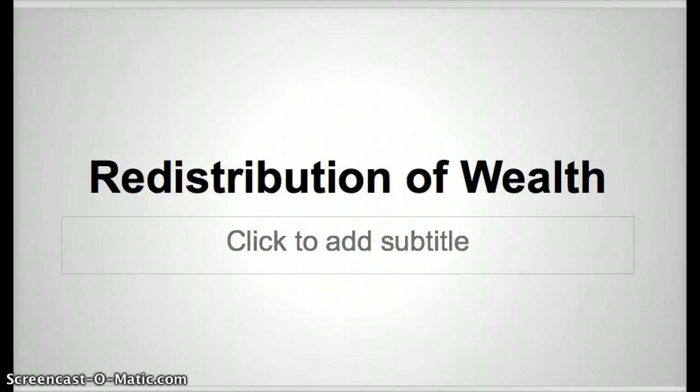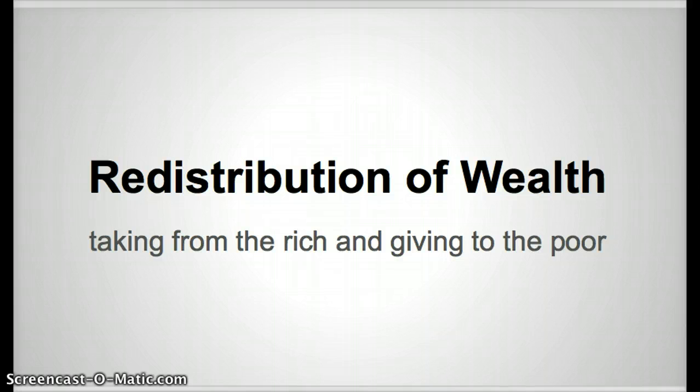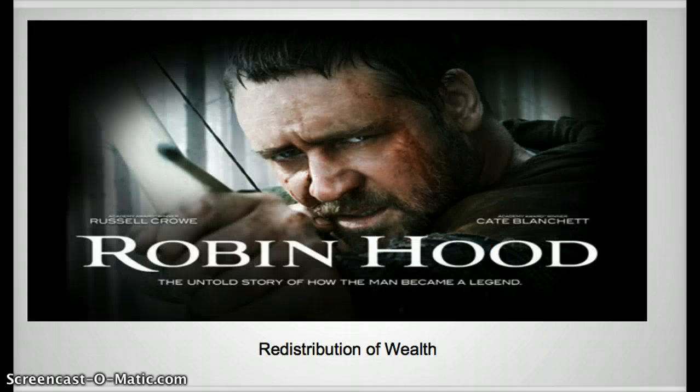One problem that does develop during the Industrial Revolution is you're going to get a small group of wealthy and a large group of poor, and there's going to be a large income gap. And so what people want to do is, how do we fix this? Redistribution of wealth. The idea of taking some of the money from the rich and giving it to the poor. Think Robin Hood, just to get a basic understanding of redistribution of wealth.